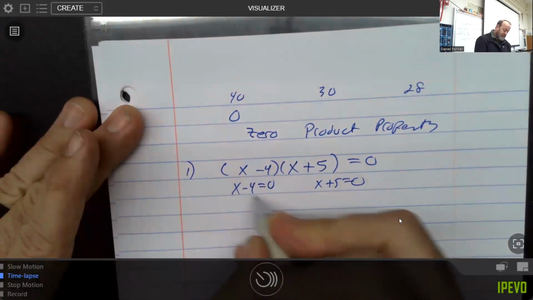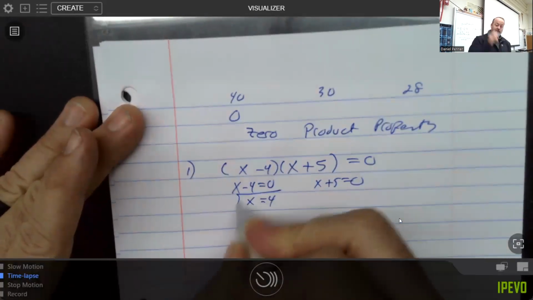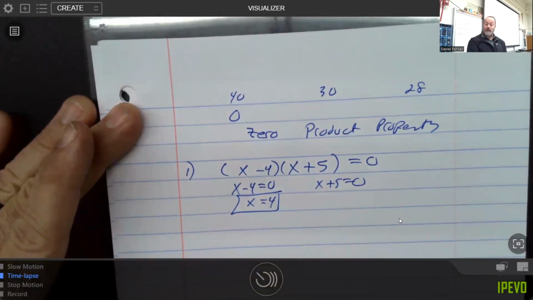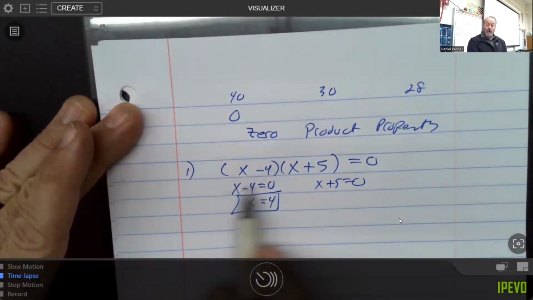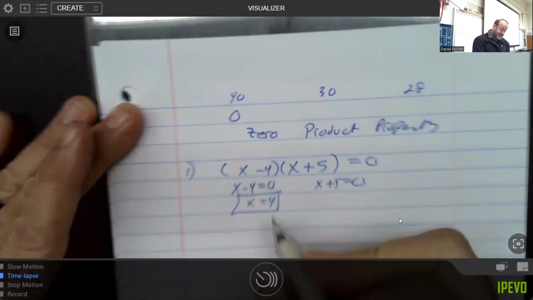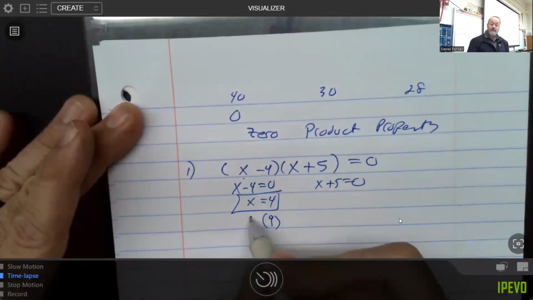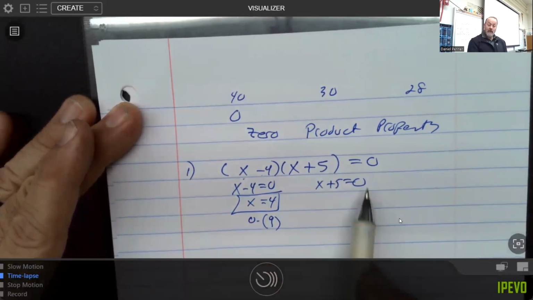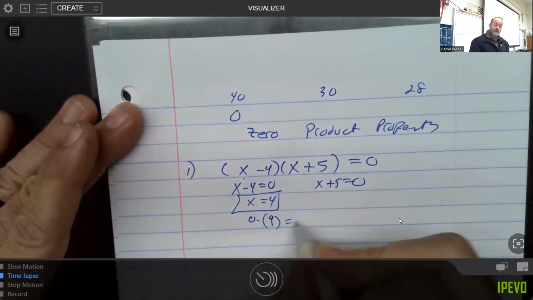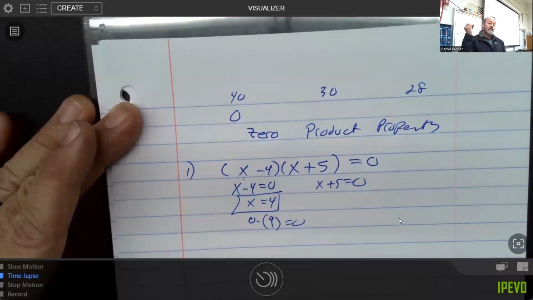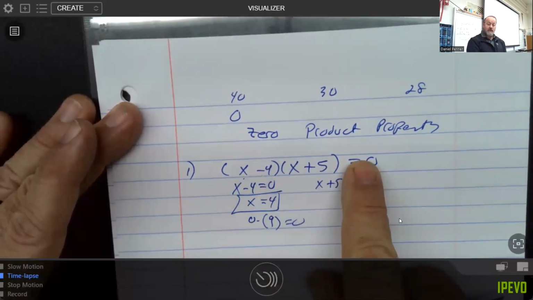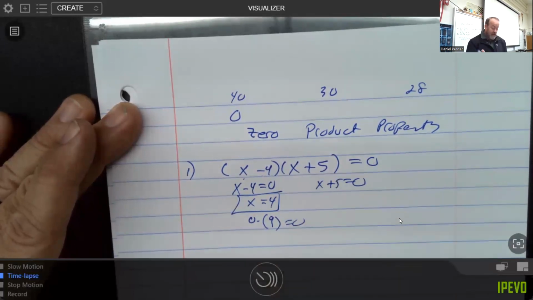And if we added 4 to both sides, I would find out that x is 4. Now, keep in mind, if I plug 4 in, 4 plus 5 is 9, 4 minus 4 is 0, and 0 times 9 is, in fact, 0. See, that satisfies this problem. So that means the value x equals 4 would be a solution to this equation, this specifically quadratic equation.